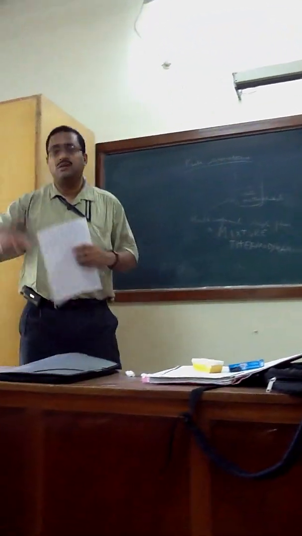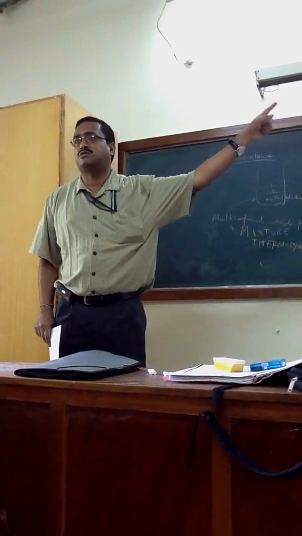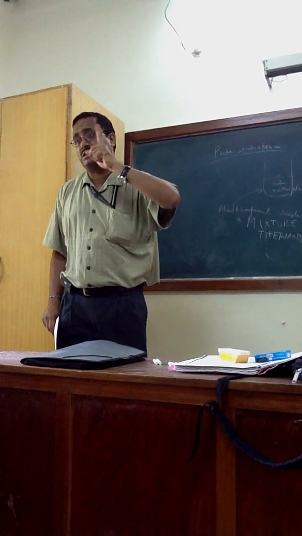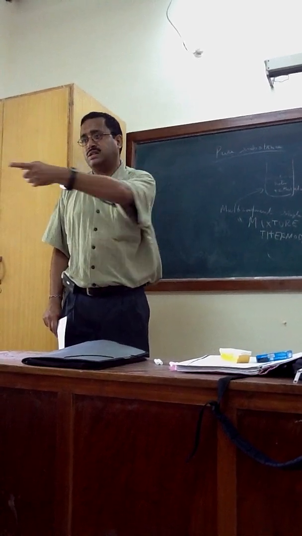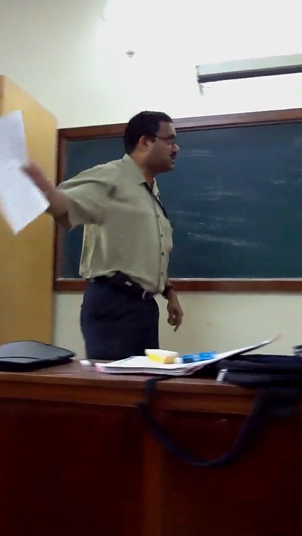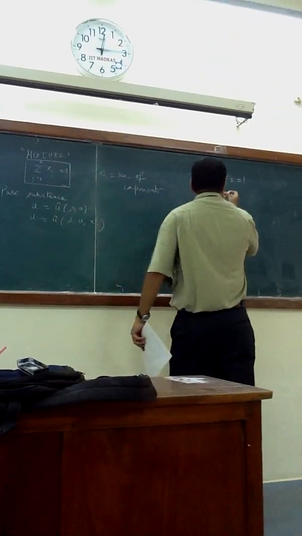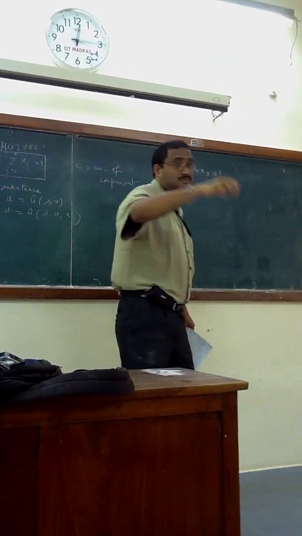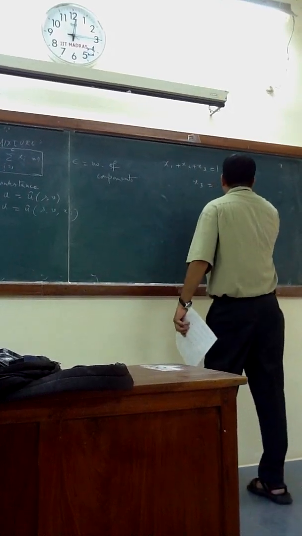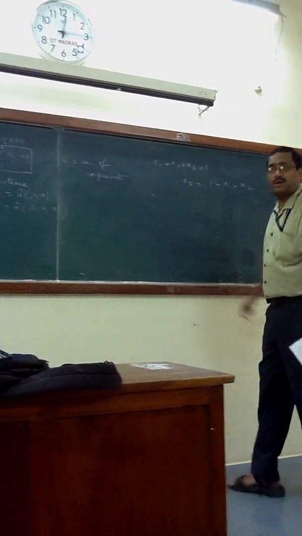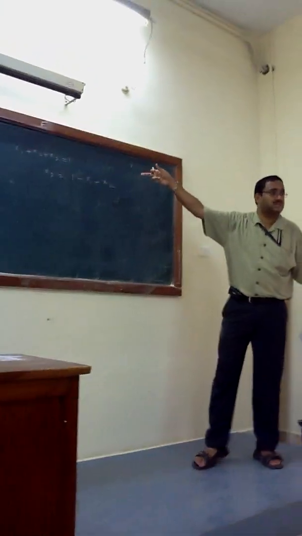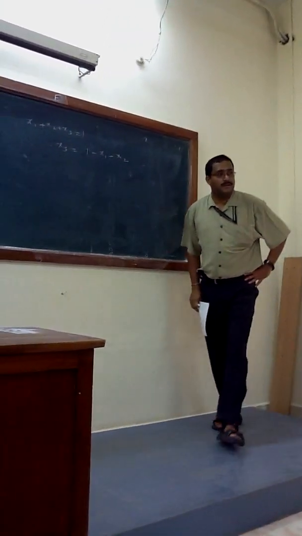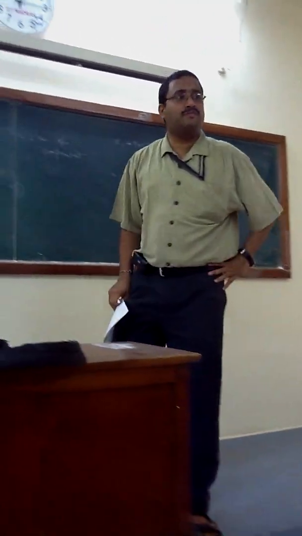Next, anybody? x1 plus x2 plus x3 equals 1. How many independent unknowns do you have? Just wait, I just want the answer by hand. Yes? 2 independent unknowns. That's right. Why? Because x3 can be written as 1 minus x1 minus x2. When x1 and x2 are determined, x3 is dependent and cannot be determined independently.